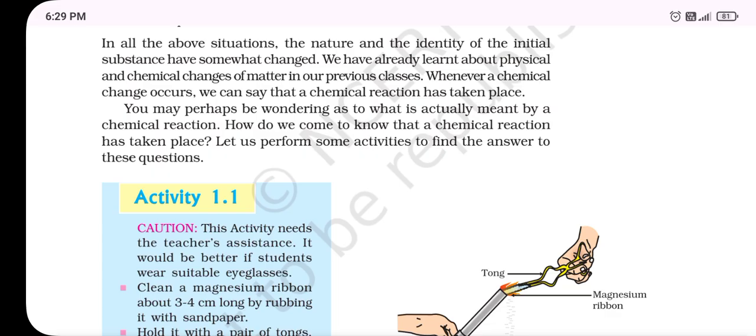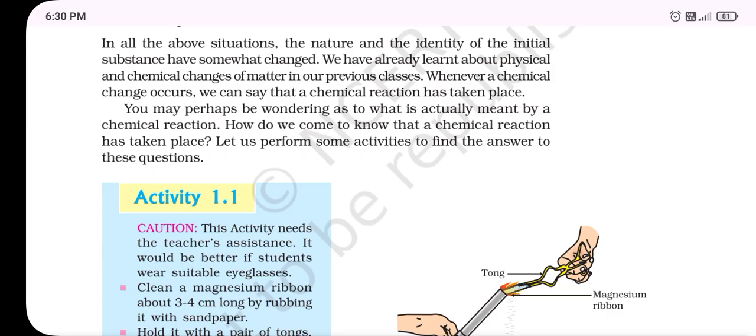We have already learned about physical and chemical changes of matter in our previous classes. You already studied that in class ninth, but we are going to move ahead. You are in class 10th, so you are going to understand it in more detail here. Whenever a chemical change occurs, we can understand that a chemical reaction has taken place.